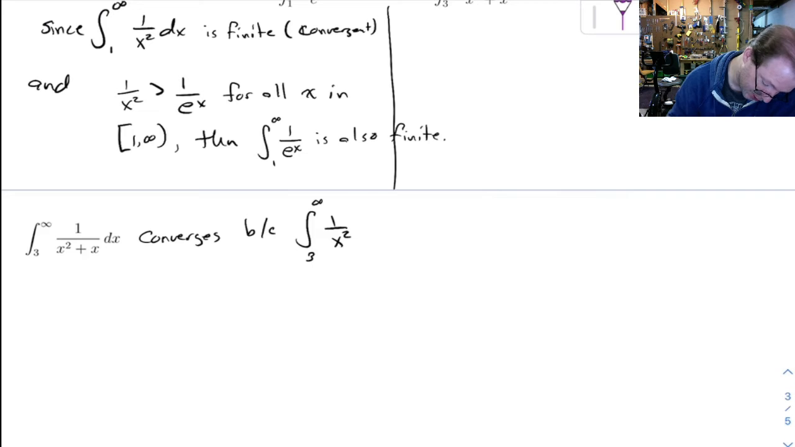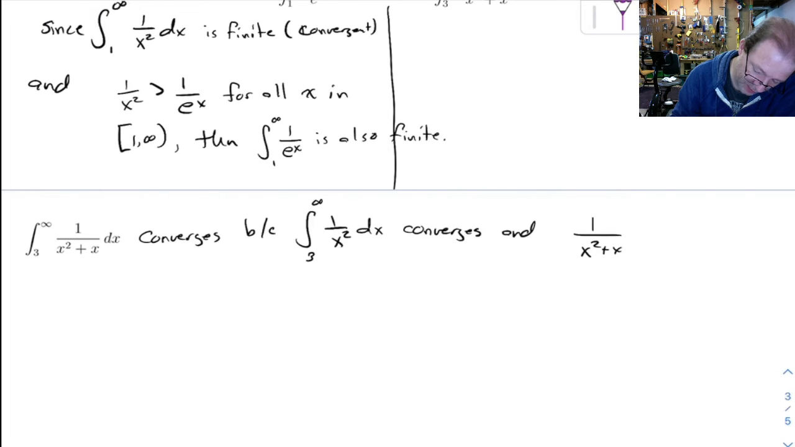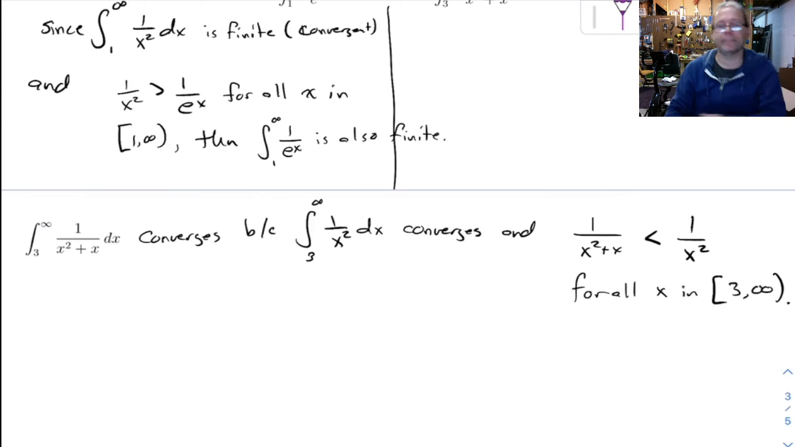So this thing converges because this converges. And 1 over x squared plus x is less than 1 over x squared. Why is it less? Because it's got a bigger denominator. It's less than that for all x in the interval from 3 to infinity. Why 3 to infinity? Because that's what we were asked about.